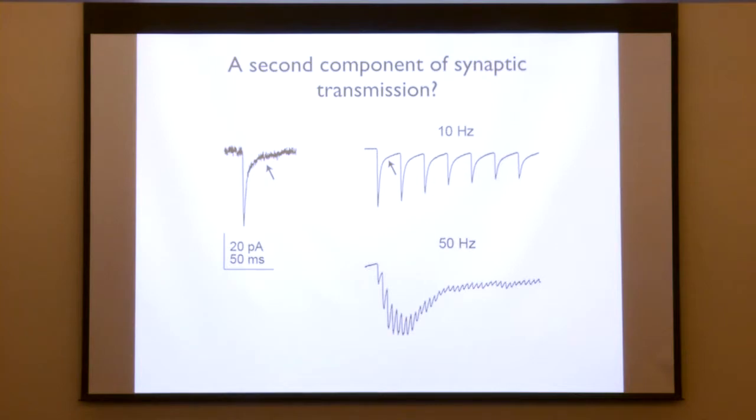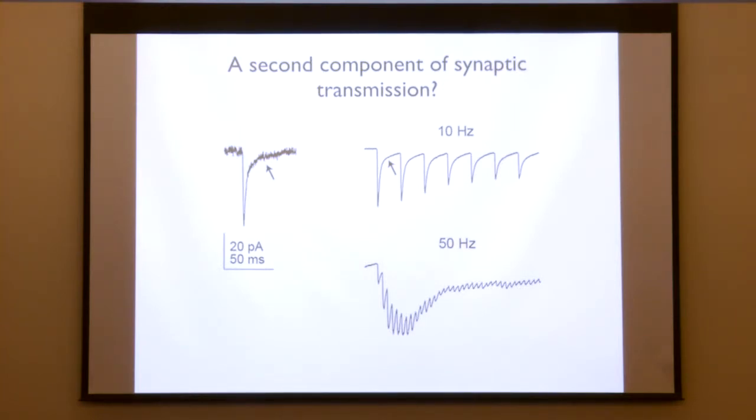So you can see this big current that happens initially when there's a spike. There's also this second slow component. It's pretty small when you have an isolated spike or spikes at low frequency. But when you spike at high frequency, it actually grows. So you can see that these transient components are getting smaller and smaller, but this persistent component, the slow component, is growing bigger and bigger. So there's something else there at the synapse.